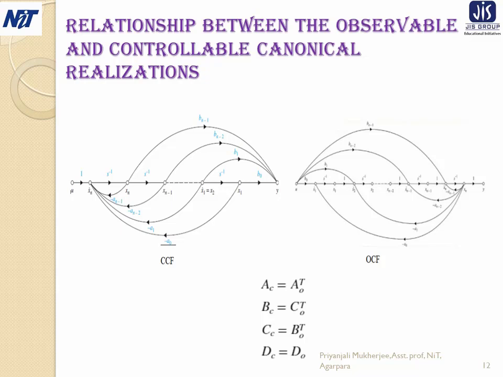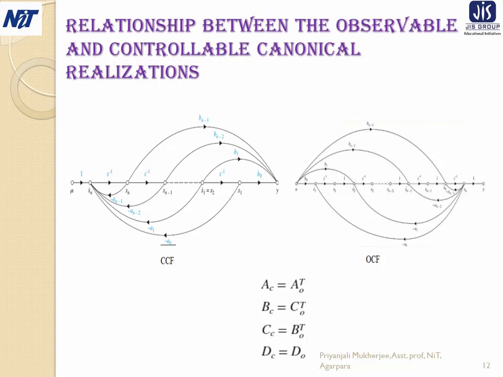Whereas if we consider the observable canonical form, then we can see that the state variables which we have assigned have been written in the increasing order. So the first one is x1 dot, then after the integration we get x1, then the state variable is x2 dot. After that integration it becomes x2 like this, and the final one is xn dot. So that means this controllable canonical form is just the mirror image of the observable canonical form.